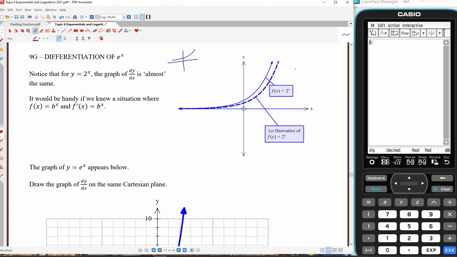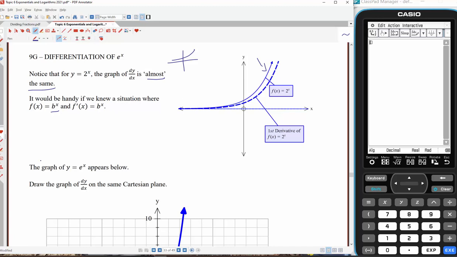So over here we've got the graph of 2 to the x, that's this one here. And this dotted one here is the first derivative of 2 to the x. Pretty similar. In fact, I've said here almost the same. And it would be handy then if we knew a situation where f of x equals b to the x, so this is our exponential with a base b, and the derivative was b to the x. Gee, wouldn't that be easy? It'd be so easy to derive.